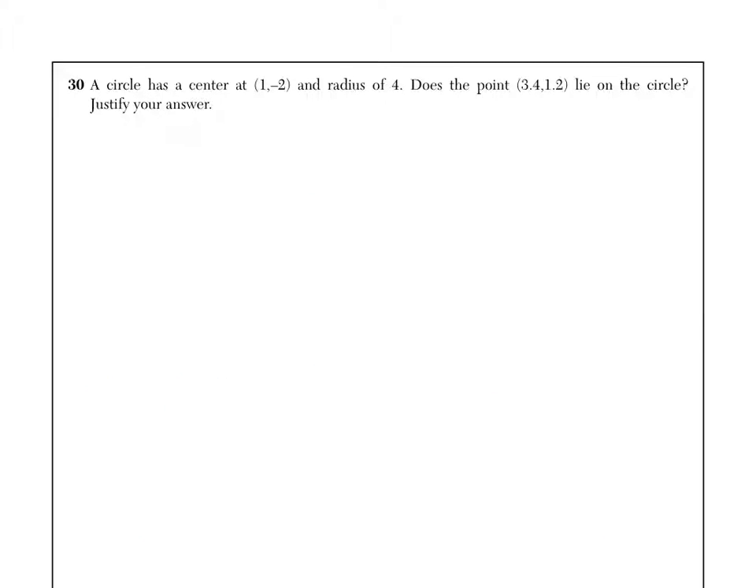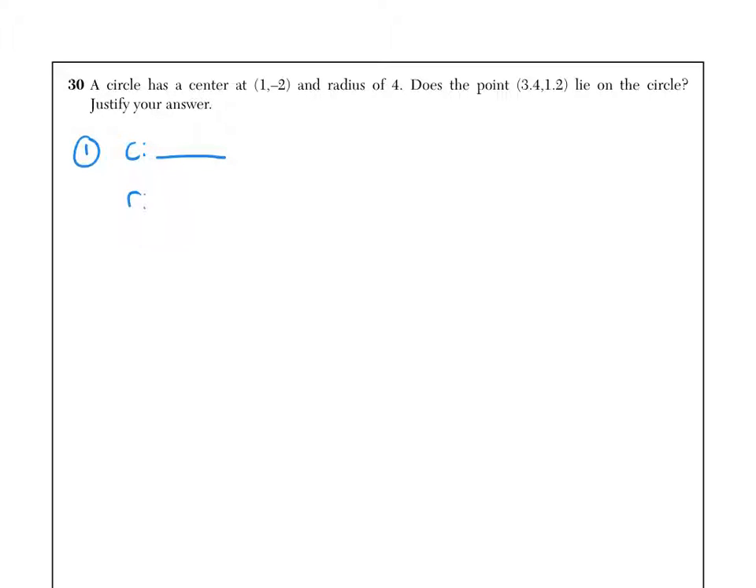30. All right, a circle has a center of (1, -2) and a radius of 4. Does the point (3.4, 1.2) lie on the circle? Justify your answer. Well, let me show you how to do this guy. All right, as before, there's 3 steps for this. Step 1 is to write down the center and the radius.